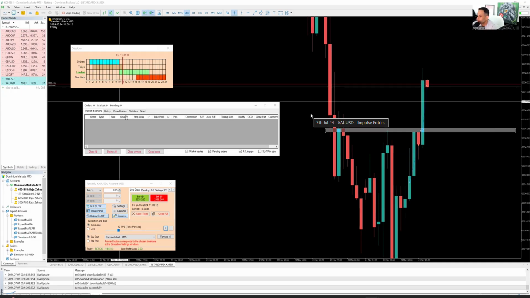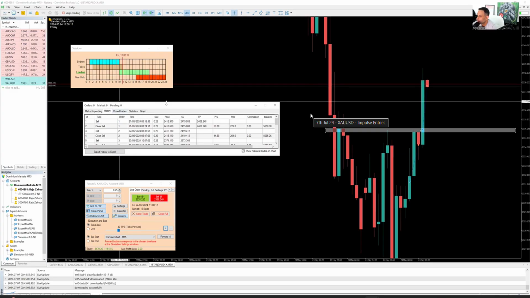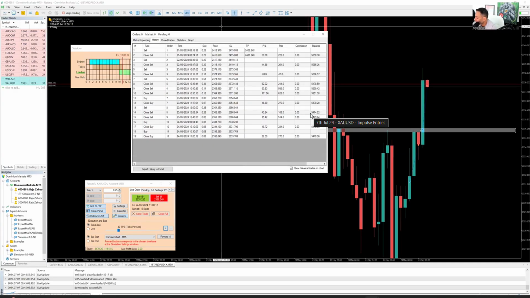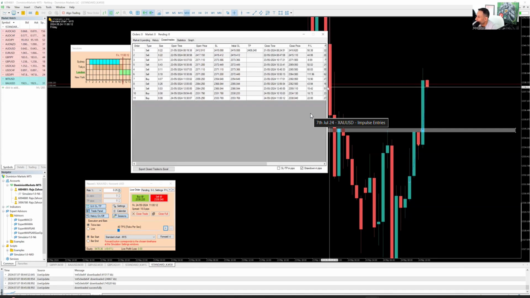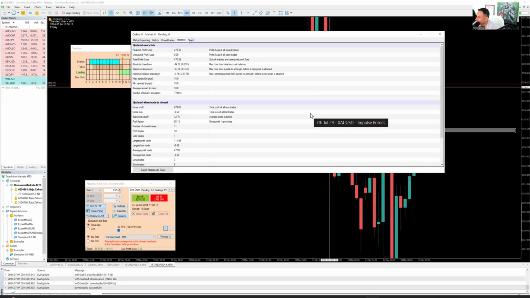Oh, you want to see the history? Let's see the history right here. This is the history right here. Let's take a look at closed trades. I'll see if I can share this as well, but no promises. Statistics. Yeah, turned out to be pretty good. Profit target, largest trade. Zero loss, yeah, unfortunately, so far.